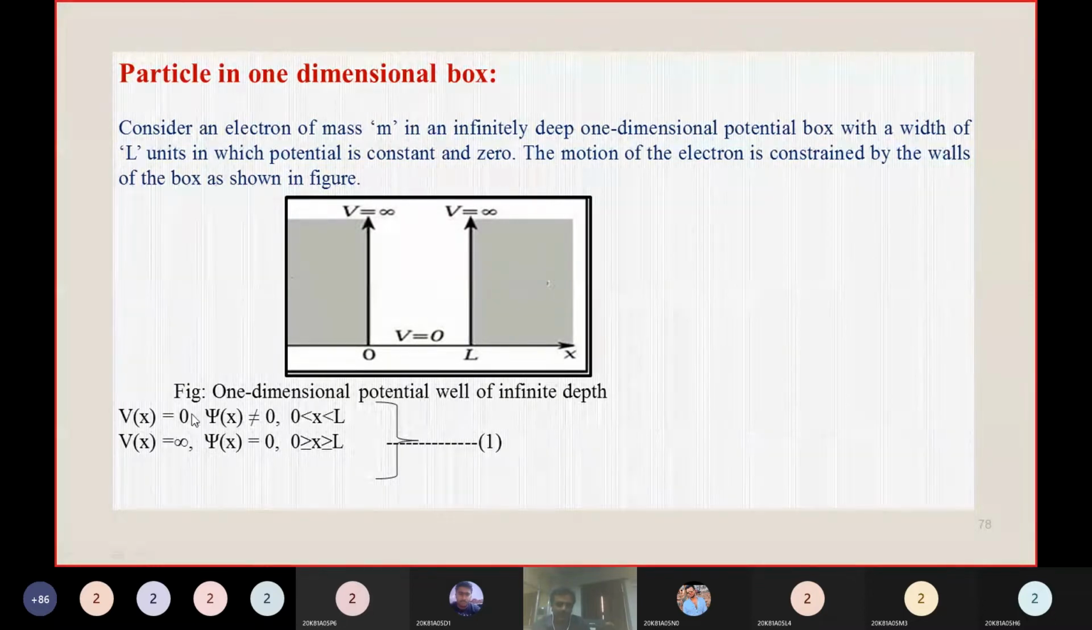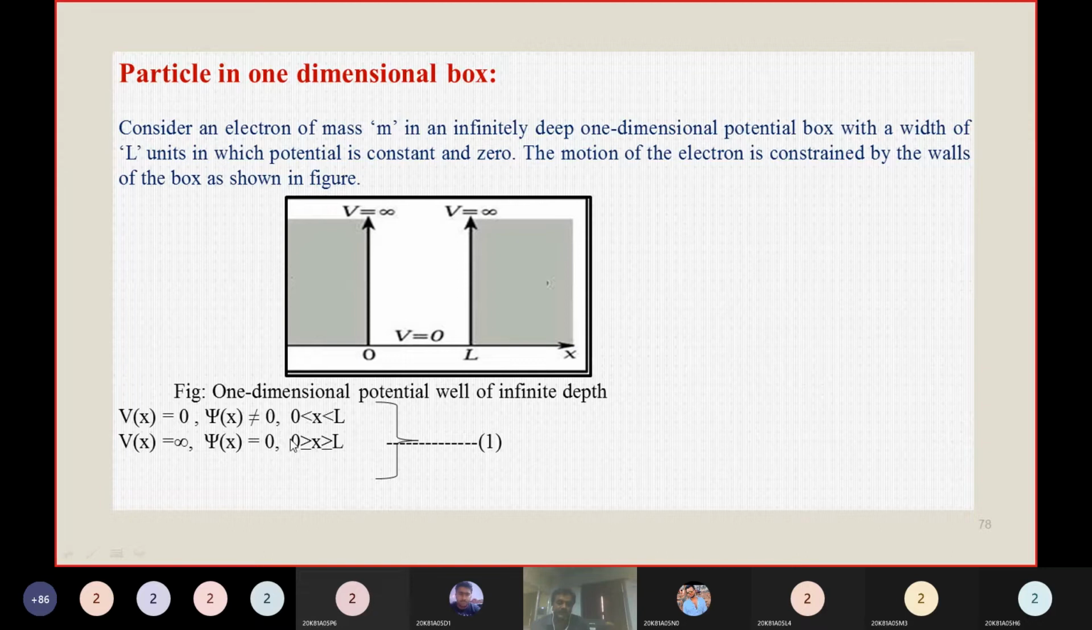Inside the box, V(x) equals 0, that is, the potential inside the box equals 0. What are the limits? The x value will be 0 to L. So the potential equals 0 inside the box.